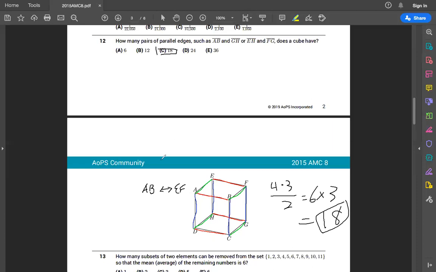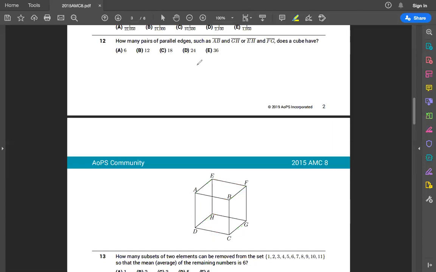And let's see. Any questions here? All right. Moving on.